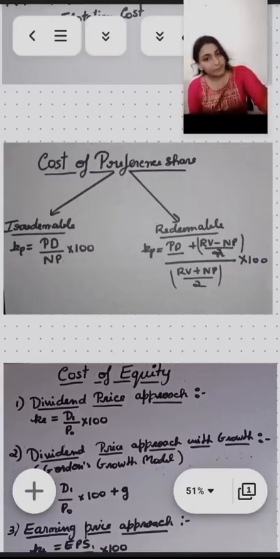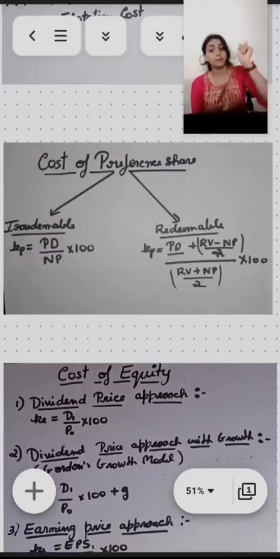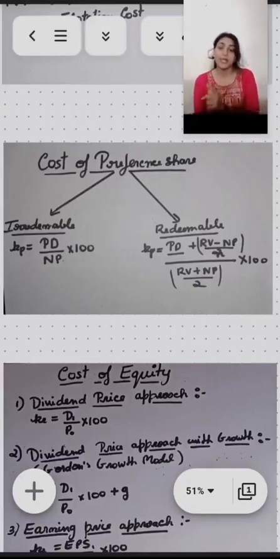So KP, the irredeemable formula, is KP equal to preference dividend divided by the net proceeds into 100. For the amount being received, what is the dividend which they are paying? The dividend which they are paying is nothing but the cost to the company. So here we are not deducting tax. We are not putting 1 minus tax. Why? Because preference dividend is an appropriation of profit. It is not debited to the profit and loss account. Therefore there is no tax saving, and therefore we are not deducting tax over here.